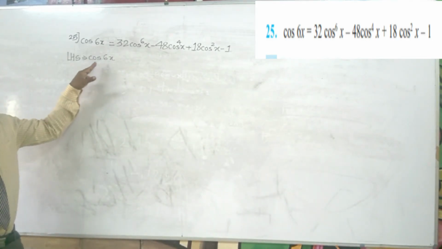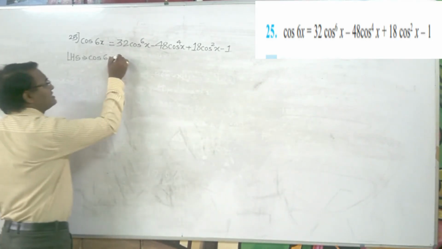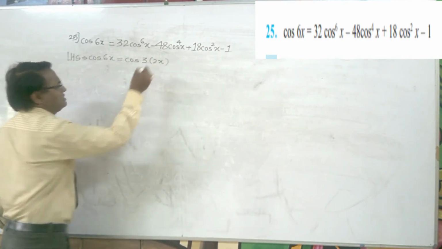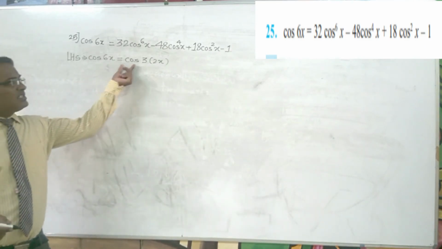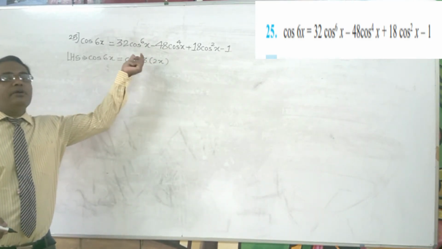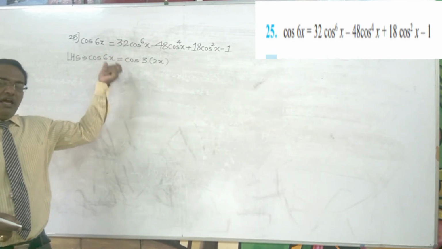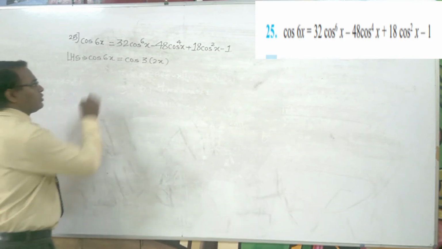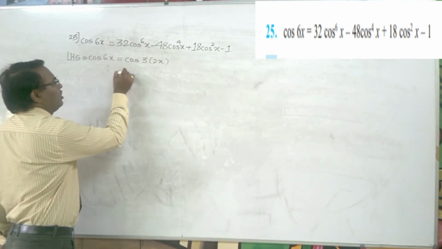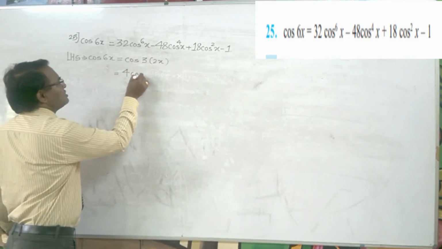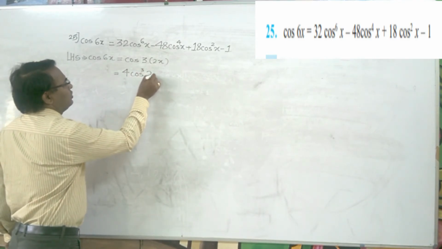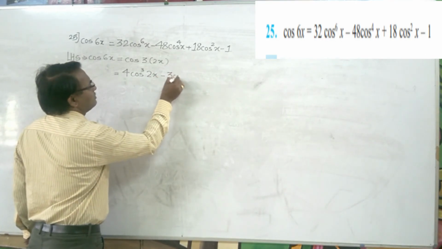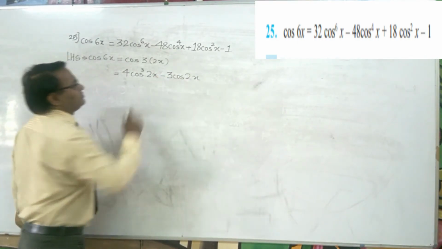So the LHS is cos 6x. Cos 6x can be written as cos 3 into 2x. Now this 2x will be acting as only x, and we have the formula for cos 3x, right? According to that, it will take the form of 4 cos cube 2x, and then minus 3 cos 2x.